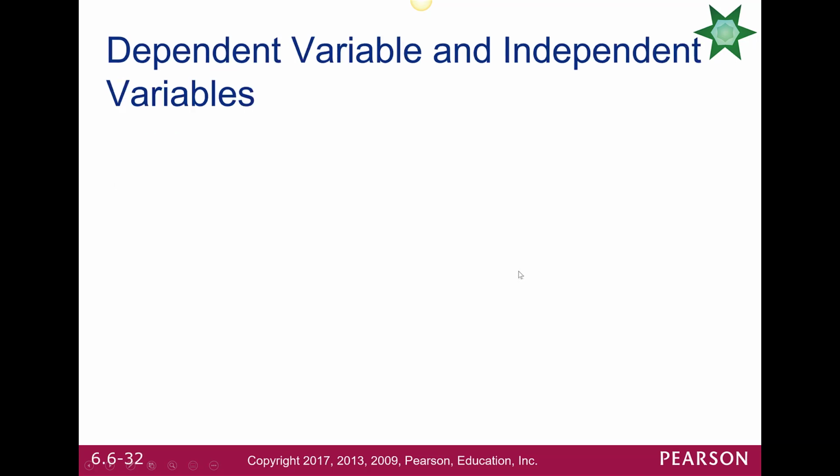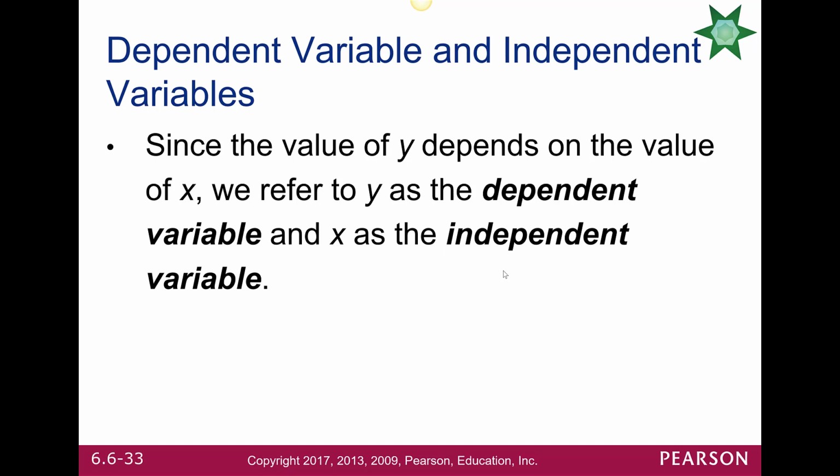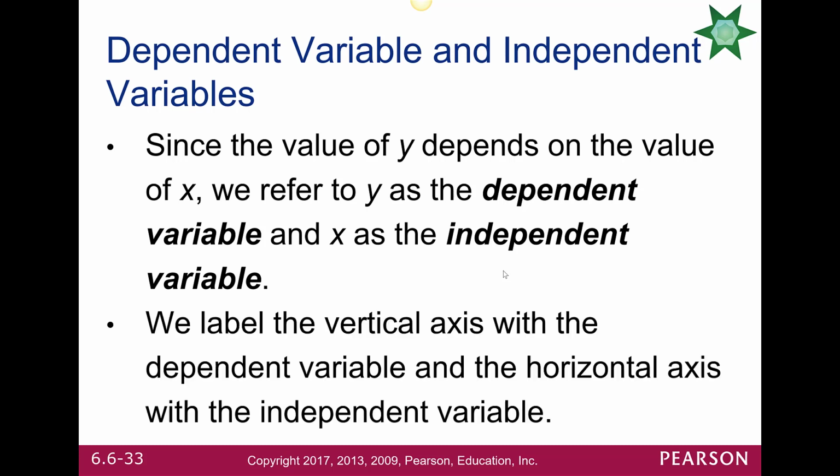Dependent variable, independent variable. In graphing equations in this section, we label the horizontal axis as x and the vertical as y. For each equation, we can determine values for y by substituting values for x. Since the value of y depends on the value of x, we refer to y as the dependent variable and x as the independent variable. We label the vertical axis with the dependent variable and the horizontal with the independent.